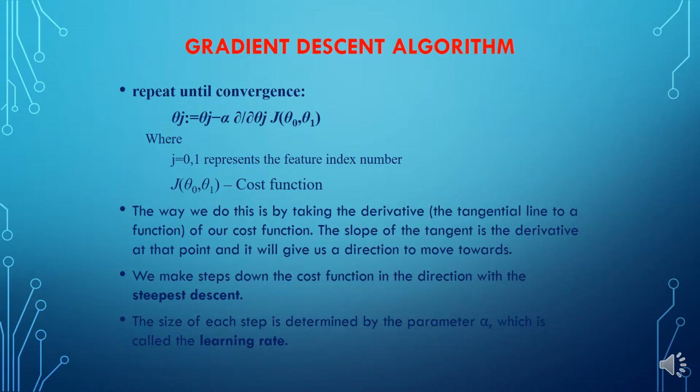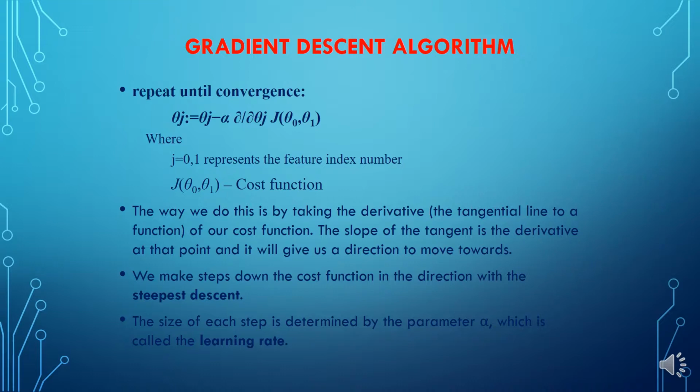What is alpha? Alpha is the learning rate. Each step is determined by the value of alpha as well as the cost function at that point. The cost function will vary with different values for theta naught and theta 1. Always smaller steps you should take. If you take larger steps, there will be problems.